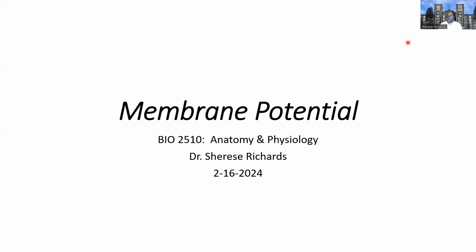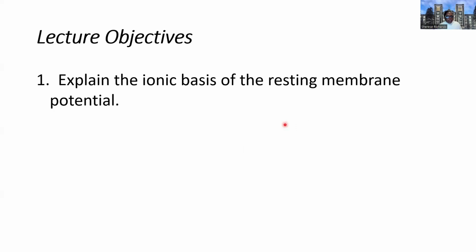We've talked about what that value is. It's about -70, and it means that the inside of the cell is more negatively charged than the outside of the cell. But how did we get there? How do we establish that resting membrane potential? So that's what we're going to discuss here. Okay. Our first lecture objective is to explain the ionic basis of the resting membrane potential.